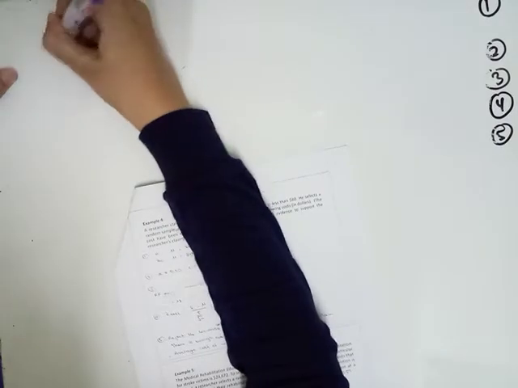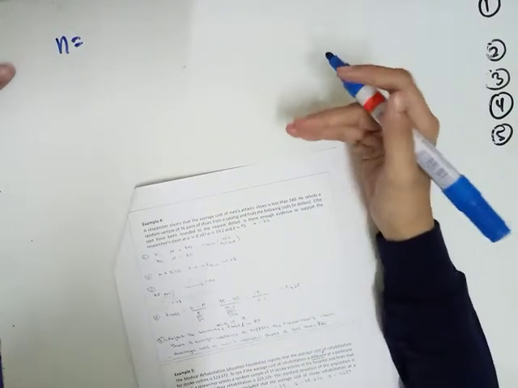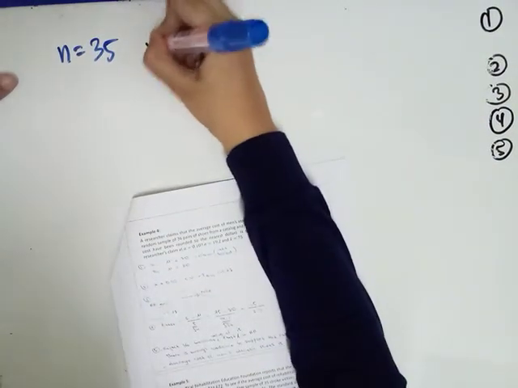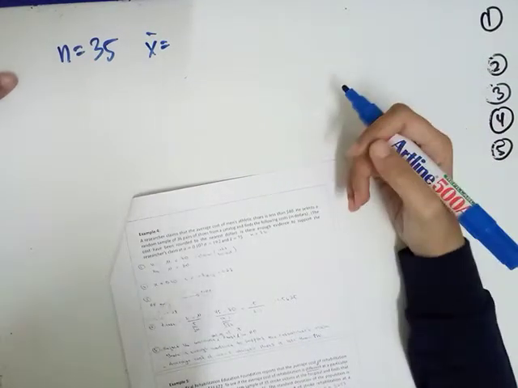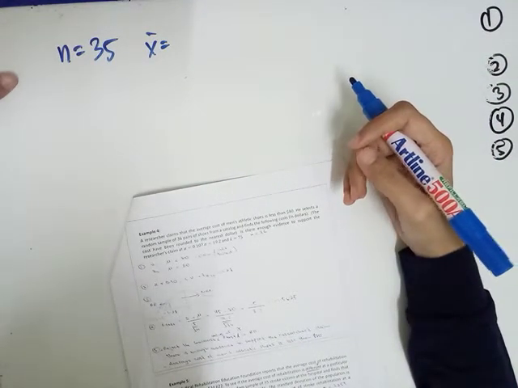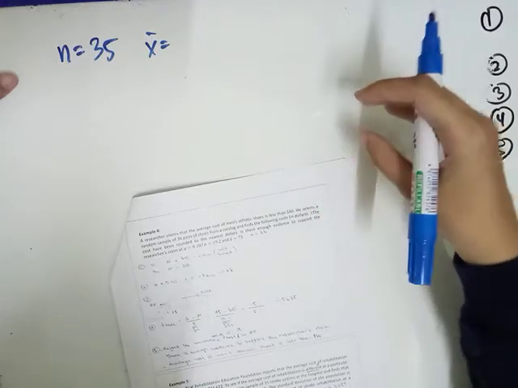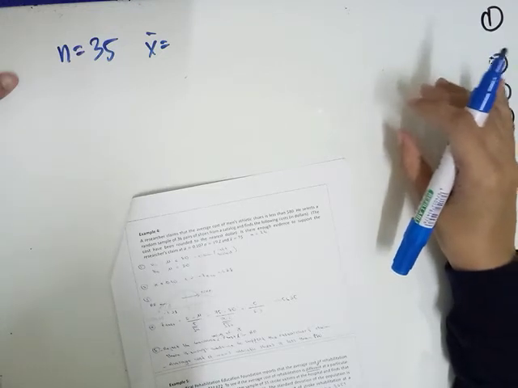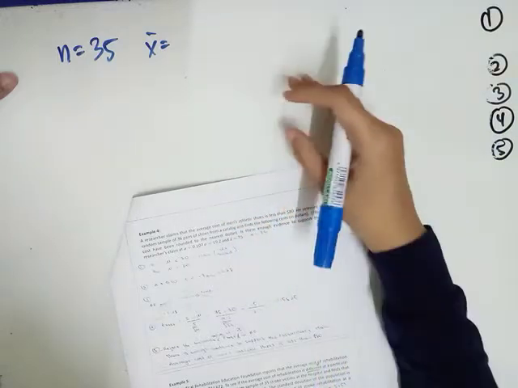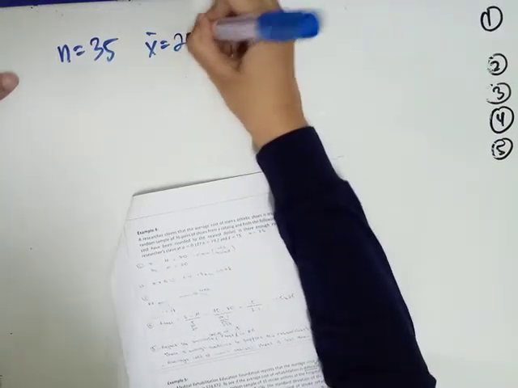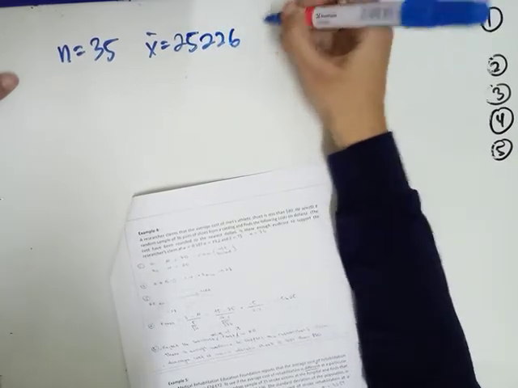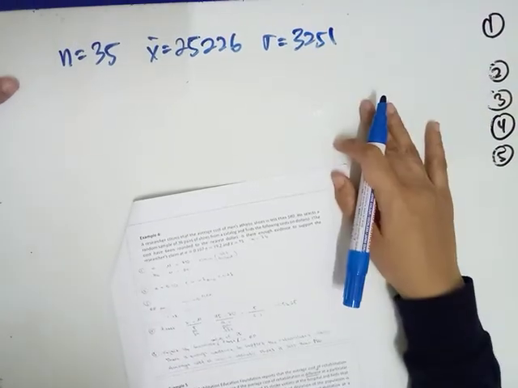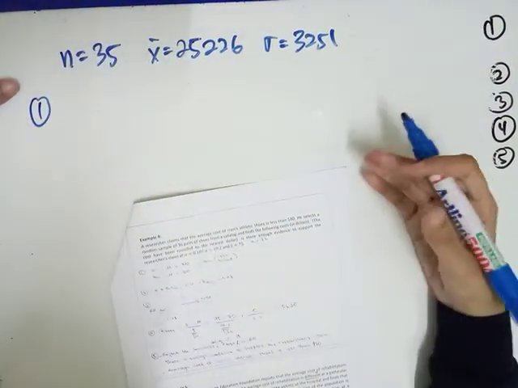First, you need to write down what is the sample size. Sample size given is 35, right? And then sample mean. What is the sample mean given? After it says a random sample of 35 stroke victims at the hospital finds that the average cost of their rehabilitation is 25,226, that is the sample mean, 25,226. And then the population standard deviation is 3251. Okay. And then we need to test, use 5 steps.